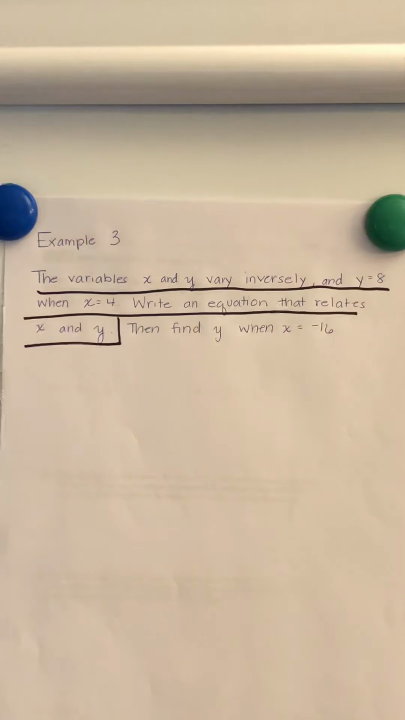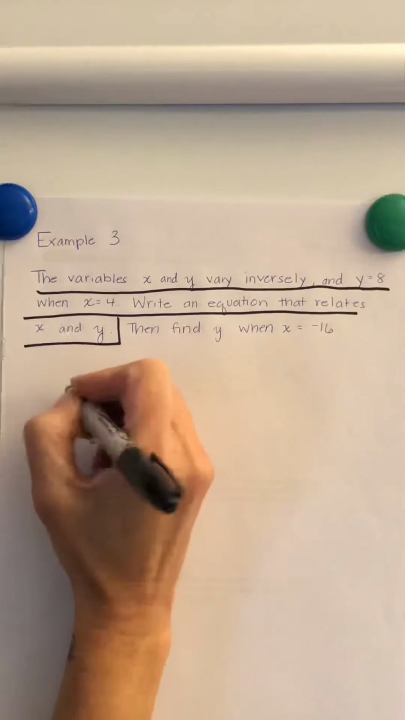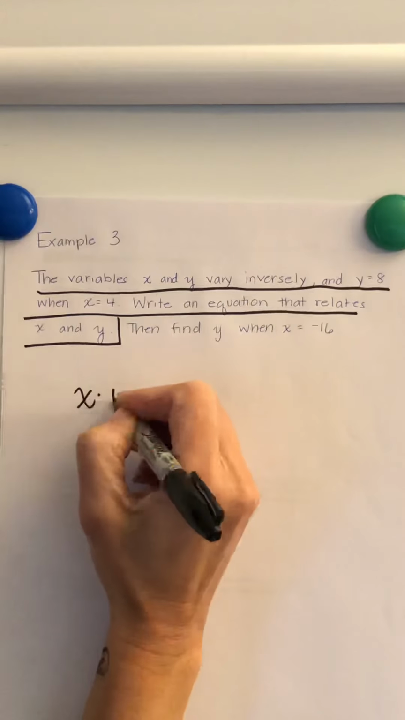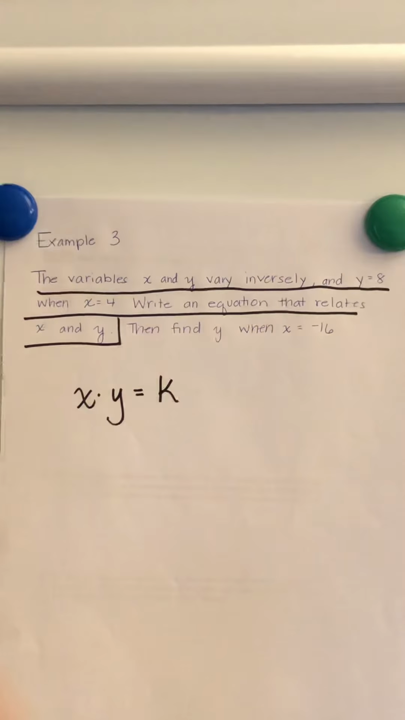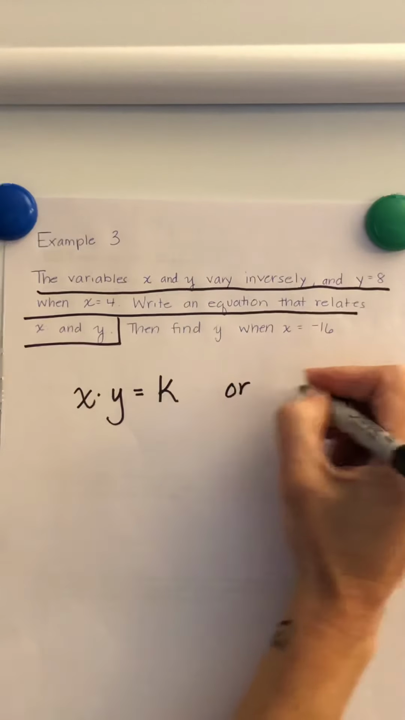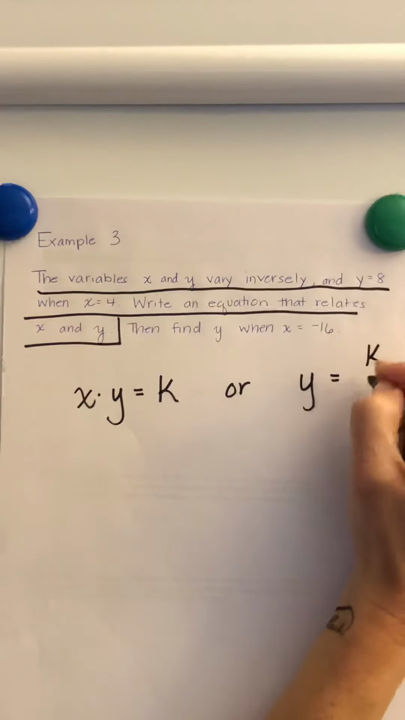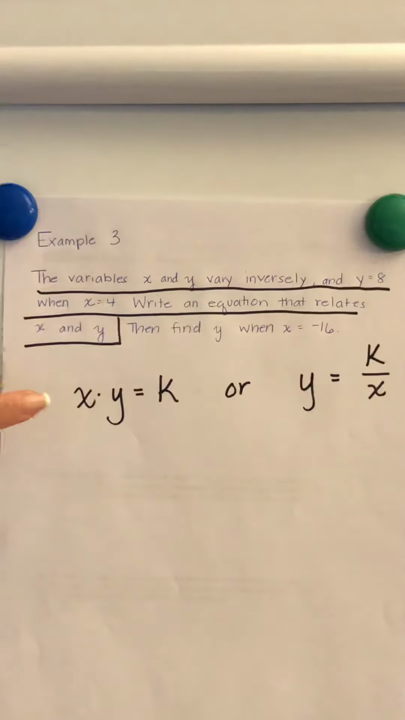If we know that x and y vary inversely, then we know that we can write x times y equals k. That is always true for an inverse variation. Or we could use y equals k over x. I prefer to use this first equation. I think it's easier, it doesn't have fractions in it, and we know that fractions, we don't like them as much. All right, so now I need to find k, that constant of variation.